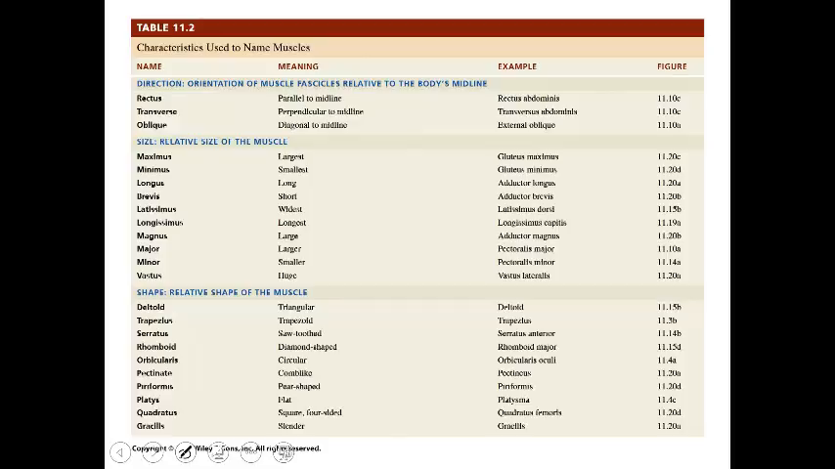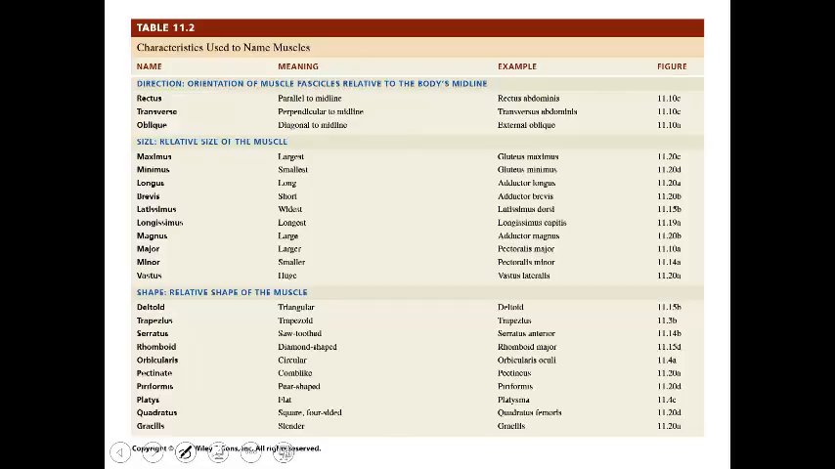An example of a rectus muscle is rectus abdominis, which are your six-pack muscles right here in the abdominal region on the ventral side. Transverse muscle examples: one is transverse abdominis. Another example is the diaphragm, which is also a transverse muscle. And we have obliques as well on our lateral abdominal or lateral lumbar region.